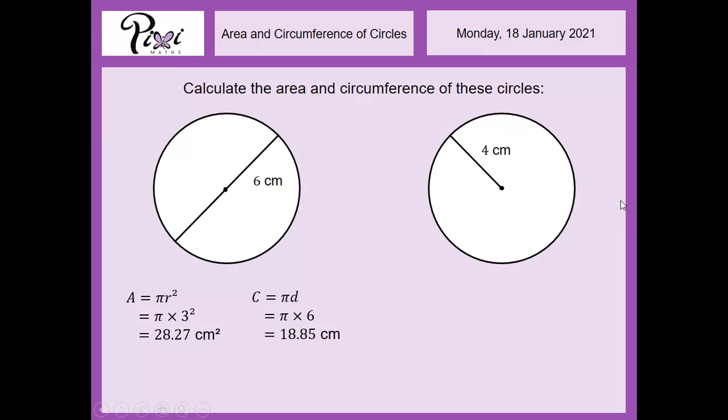Press pause and attempt the question on a piece of paper. Once completed, press play to reveal your answer. Here are the answers. The area is 50.27. Notice the radius is 4 centimeters, so the diameter would be 8 centimeters, and the circumference is 25.13 centimeters.